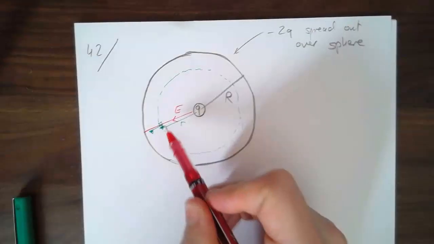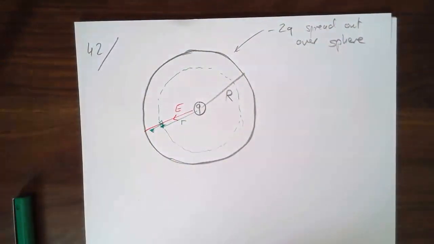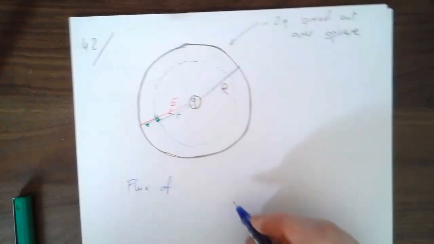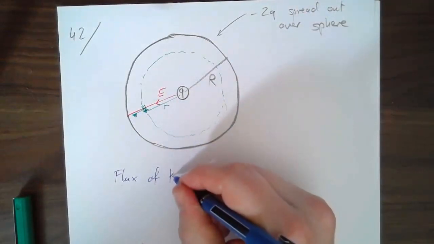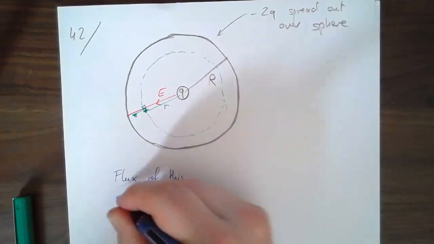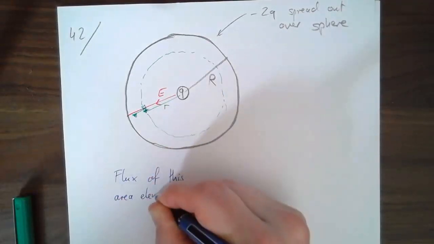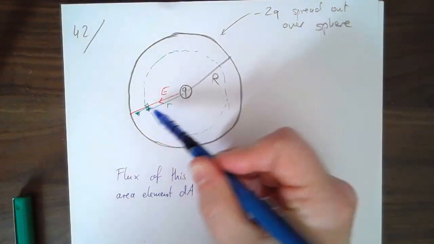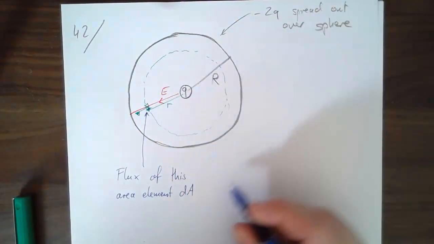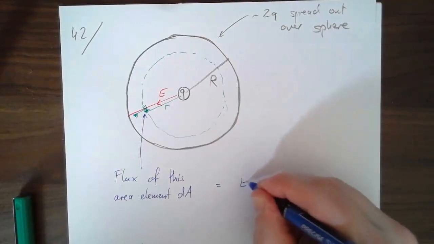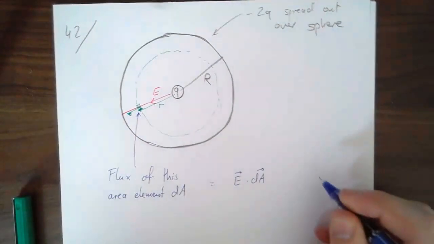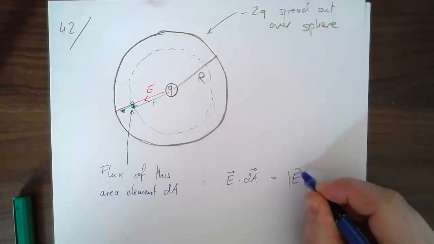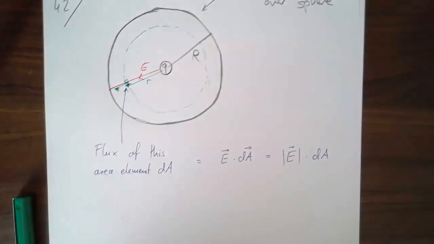Is parallel to this, I get that the flux of this tiny area element dA, I imagine this tiny thing to be infinitesimally small, the flux through this is going to be equal to E dot dA, but because they're in the same direction, they're parallel to each other, that is just the strength of the E field times the area itself.